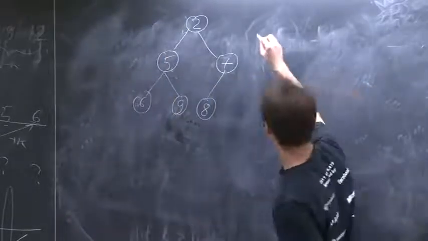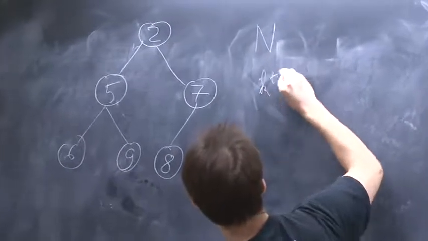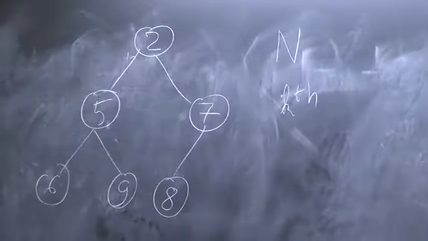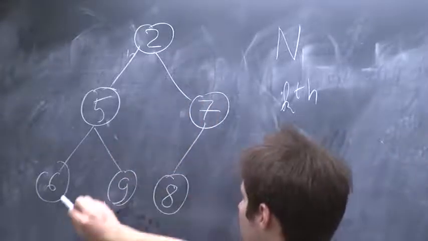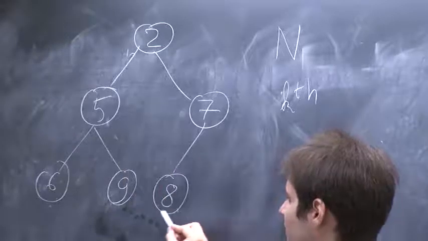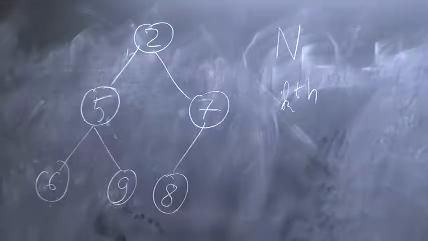So this is a minimum heap, n elements, and I want to extract the kth smallest element in the heap. So if k equals 3, this is the third smallest element, right? k equals 4, it's this guy, 5 and 6. 1 and 2 are here.